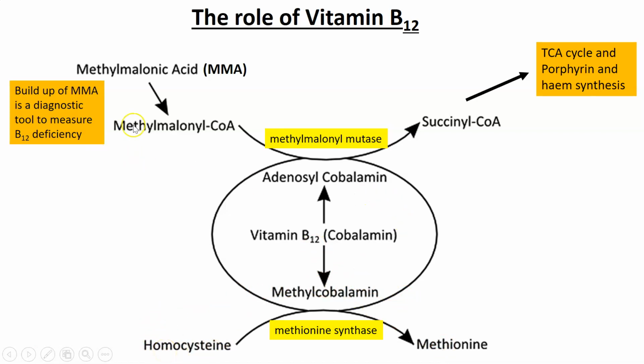Now, in a blood test, you can measure B12 deficiency, because if there isn't enough B12, this reaction doesn't proceed, and so MMA builds up in the blood. There's a reference range, and if it goes beyond this reference range, it could be that there's a B12 deficiency. That's one way of indicating whether there is a B12 deficiency, by looking at the concentration of MMA in the blood.